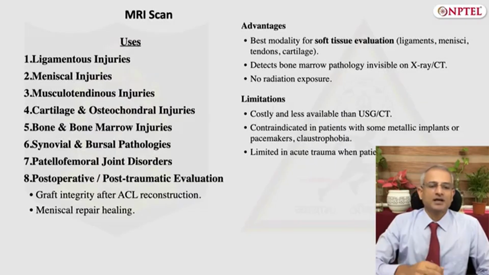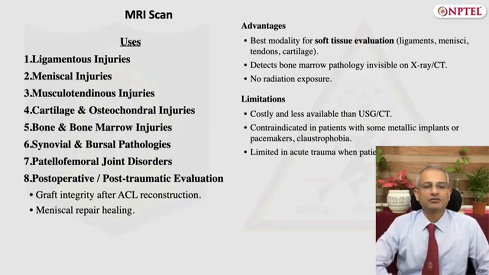Its advantages are that it is the best modality for soft tissue evaluation, since it gives the best resolution images and tells you the exact location and nature of the injury. It can easily detect bone marrow pathology, as discussed just now, which is generally invisible on an X-ray or a CT. And the best part is this investigation does not risk exposure to large volumes of radiation, as in the case of CT of a knee.